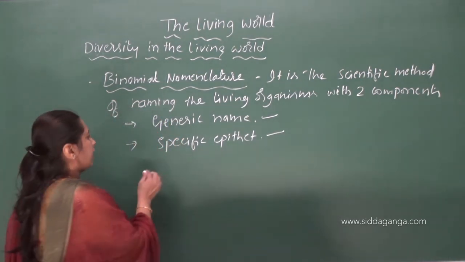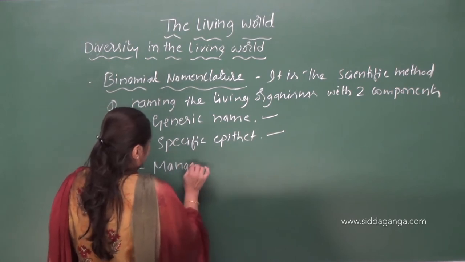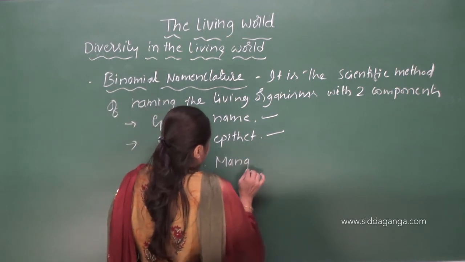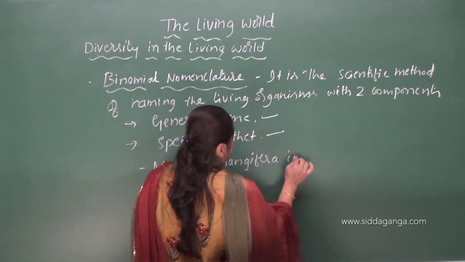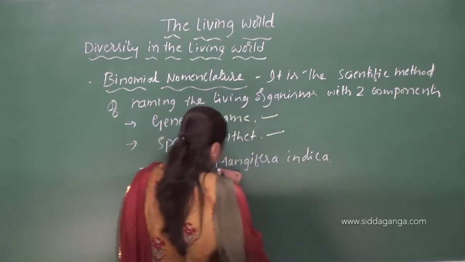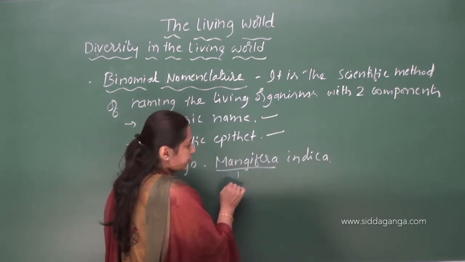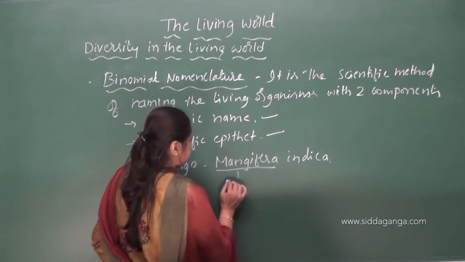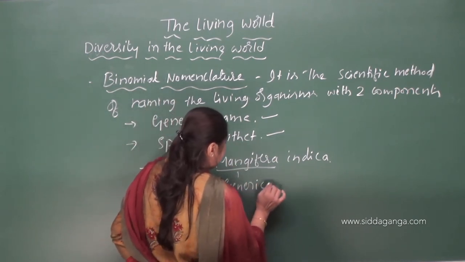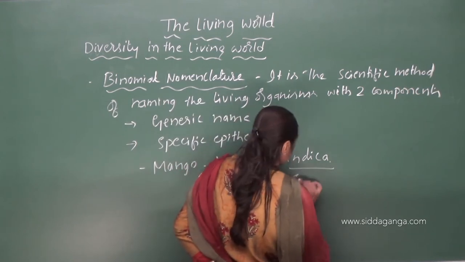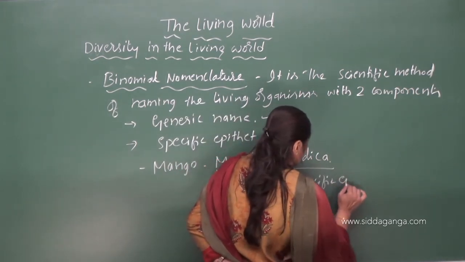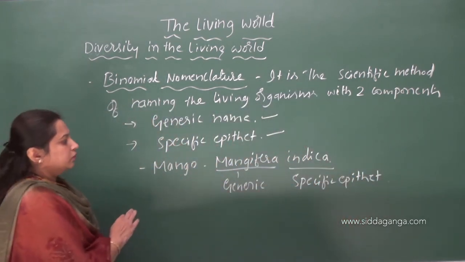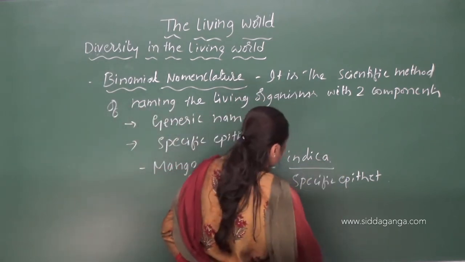For example, take a mango. What is the scientific name of mango? Mangifera indica. Here, the first component is Mangifera, which is the generic name, while indica is the specific epithet. So Mangifera indica, this is binomial nomenclature.